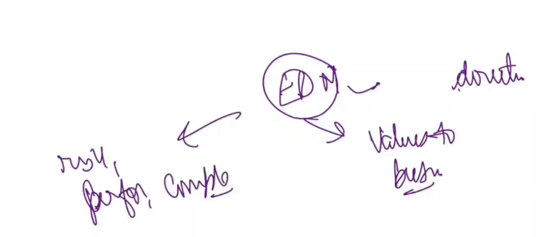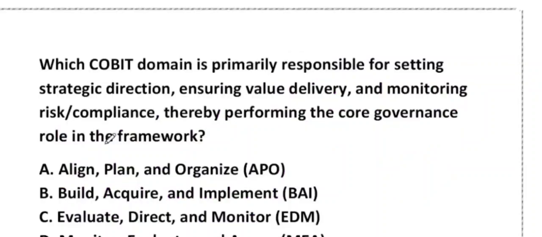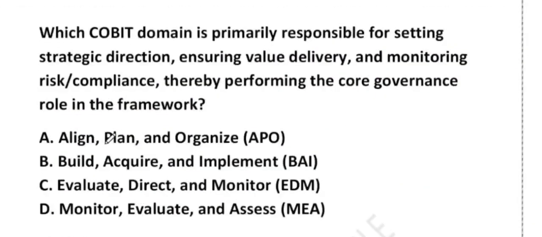Evaluate what? Understand the stakeholder needs. Review strategic options. Identify risk and opportunity. That's what evaluation is. Direct means what? Set IT strategy. Prioritize investment. And monitor means track the performance, ensure compliance, check risk level. So if you look at the other options that we have, APO. APO means align, plan and organize. This is the management domain. It converts a strategy into plan, budget, structure, but it does not set the high level governance structure. That's why A is wrong.